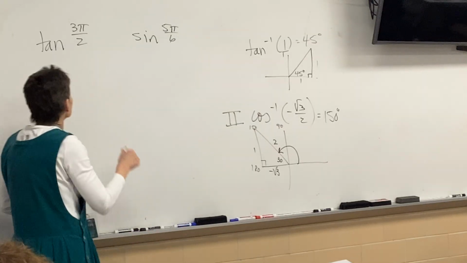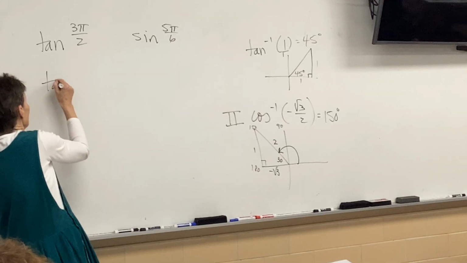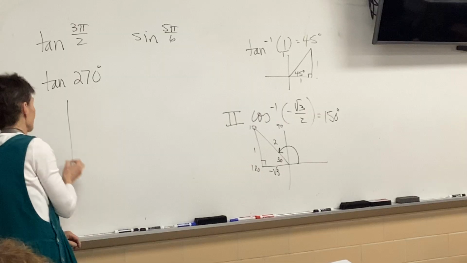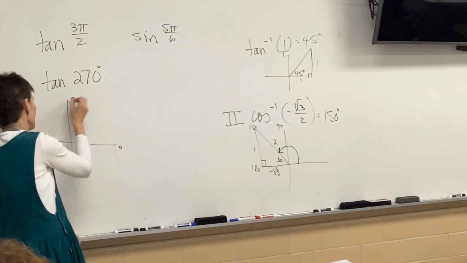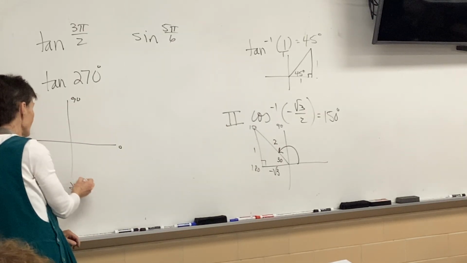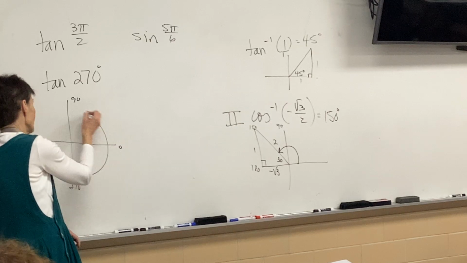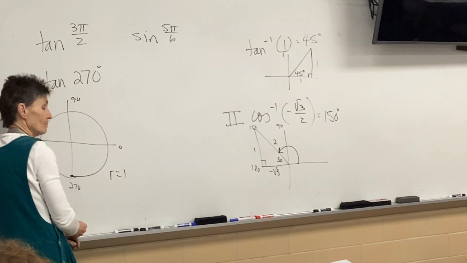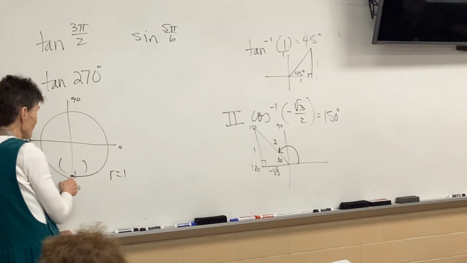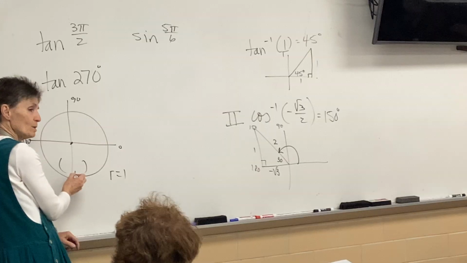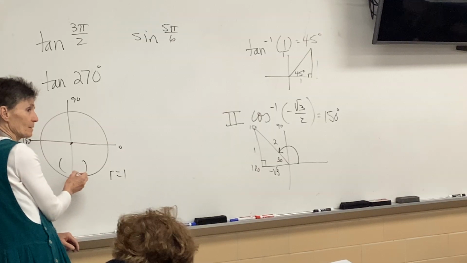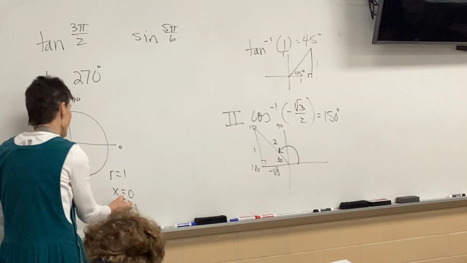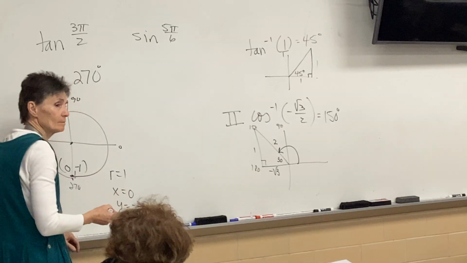Figure out how many degrees it is. So this would be plugging in 180. I got 270. Uh-oh, where's 270? On the line, it's right here. So circle. Radius is 1. What are the coordinates of this point? Straight down from the origin, that would be 0, -1. So x is 0 and y is -1.